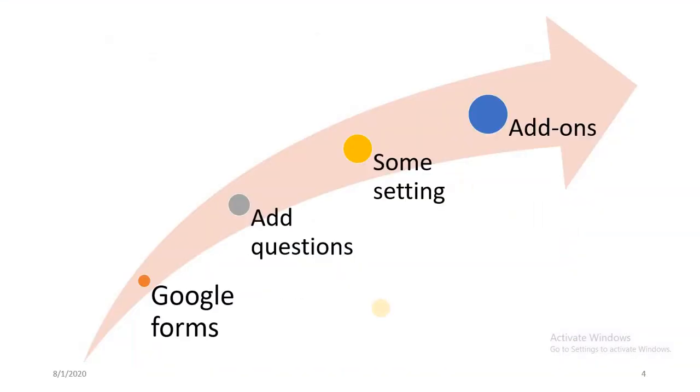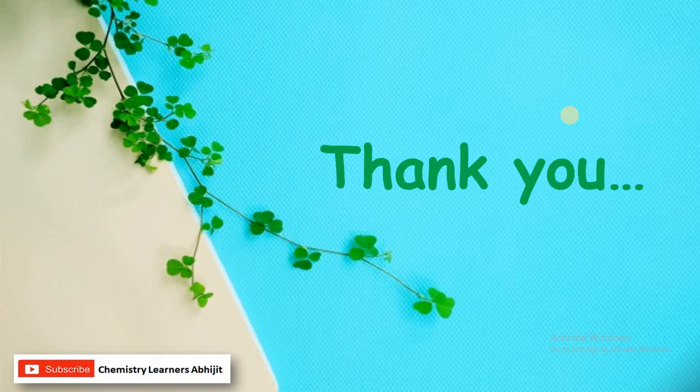So what we have seen: we generated our first Google form, then we added some questions, and we went through some settings. As we are creating this Google quiz, we have to set that Google form as a quiz. Then we added one add-on for accepting the responses on time or within some limits. So with this, thank you so much.